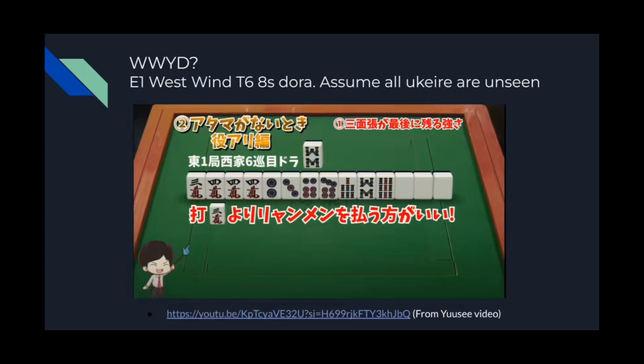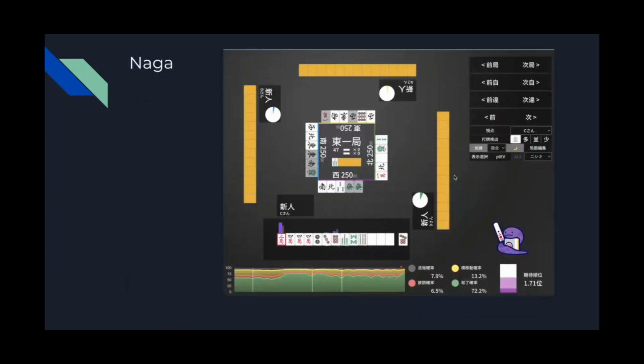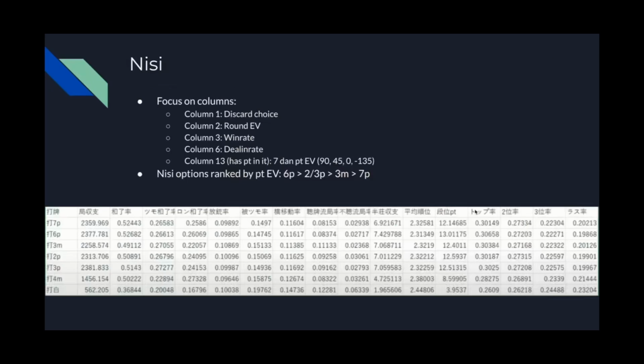So most people are saying 3M. Looks like you said 6p. Here's Naga's decision. Naga cuts Briam. And here is the Nisi decision. So Nisi is choosing 6p.